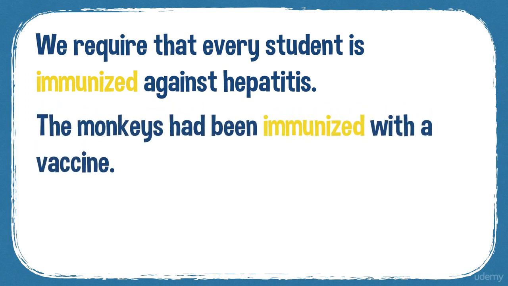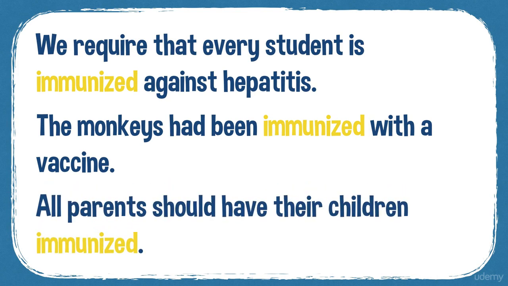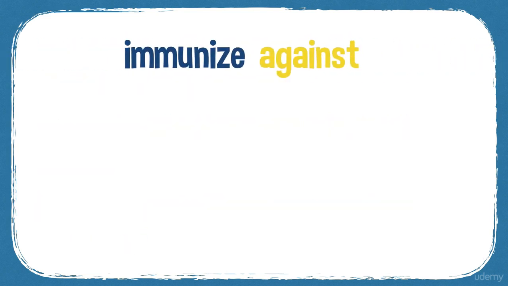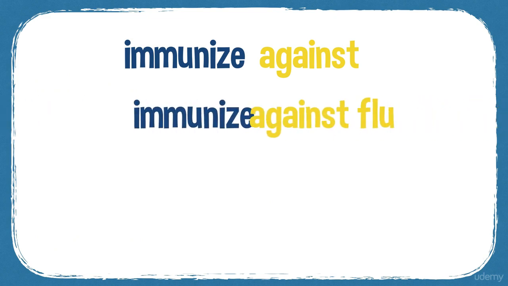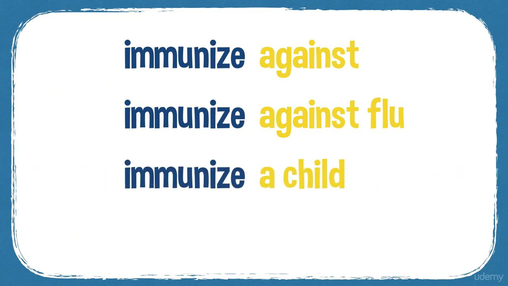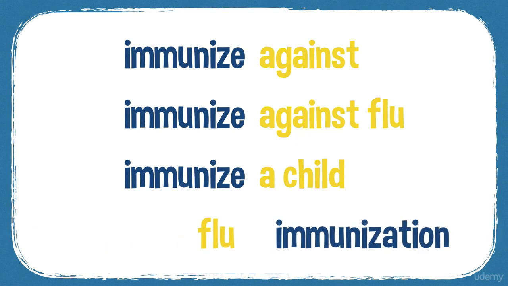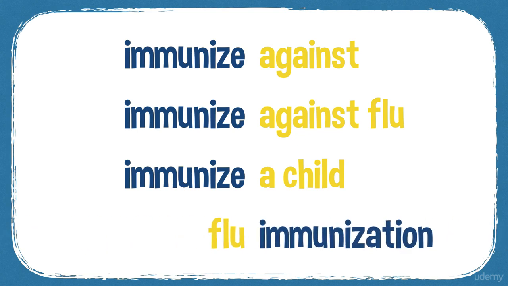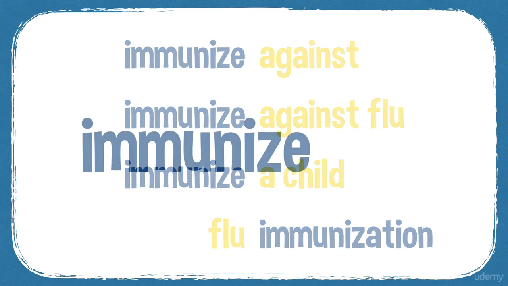The monkeys had been immunised with a vaccine. All parents should have their children immunised. A very good idea. Stops disease from spreading. So we immunise against things. You can immunise against flu. You immunise a child or a student. We'd often talk about flu immunisation or a particular disease immunisation like flu.